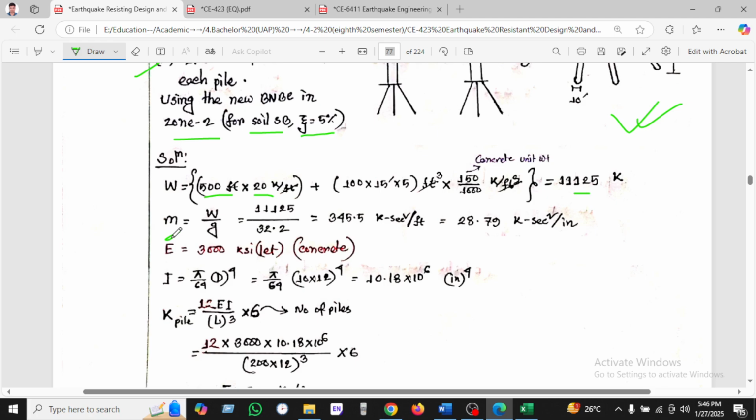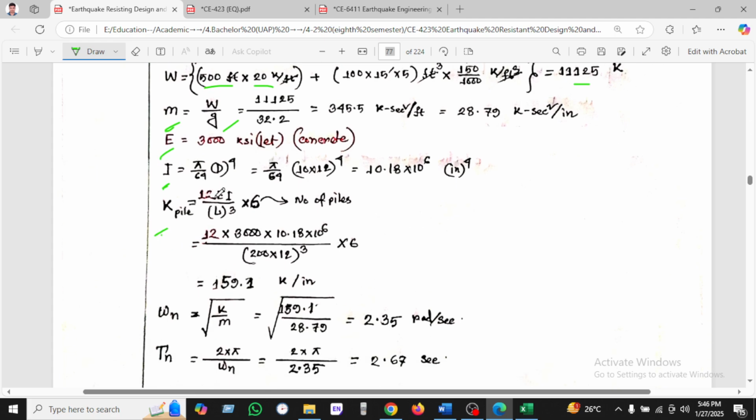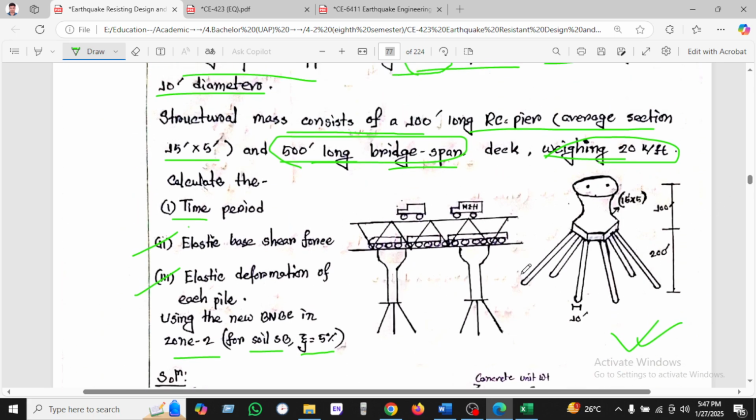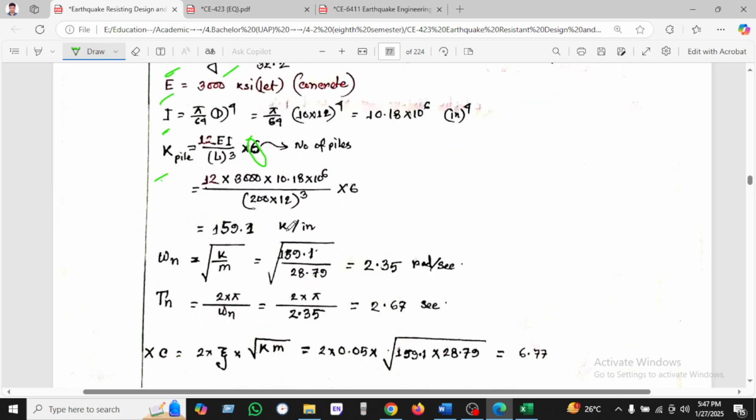And then we get m equal to W by g, and E equal to given, and moment of inertia is found, and for pile 12 pi by L. We have been using six piles in Padma Bridge. We have taken all the given values in the question, but we have used 6 piles. That's why you multiply by 6 and find this value, and now we calculate the natural frequency omega, and found 2.35, and time period is 2.6.